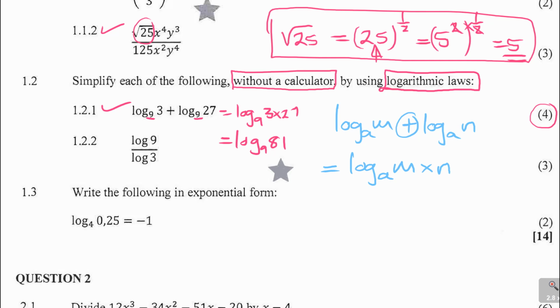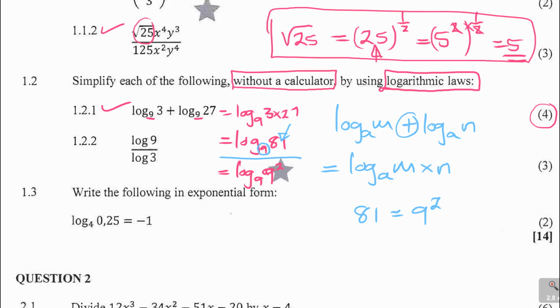And then from here, they were testing you: when you have got this part, what do you do next? You know 81 is 9 squared. Always check your base and see how it relates to the number. So 81 is 9 squared, and it was up to you to come back here and say this is equal to log in base 9 of 9 squared.